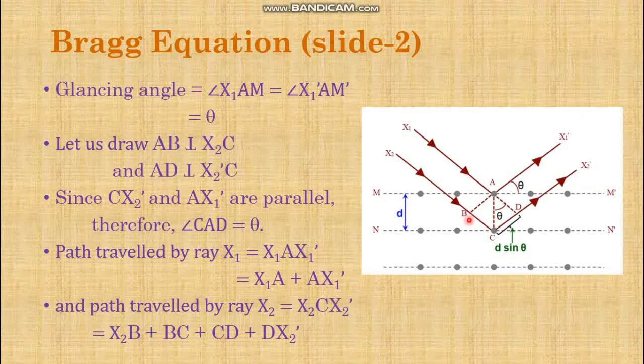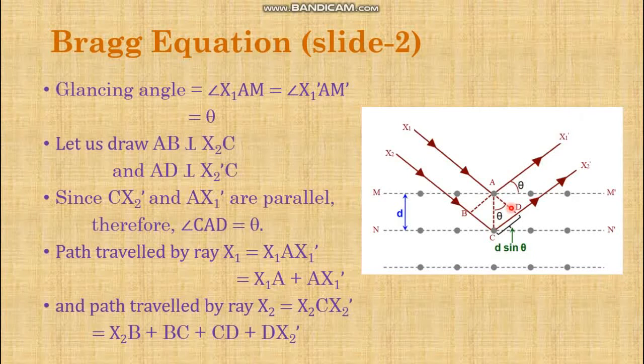Now we have drawn two perpendiculars, AB on x2C and AD on x2 dash C. Now these two lines are also parallel. Therefore, easily it can be said that this angle is theta, because this angle is 90 degrees. This is a right angle, so this is 90 minus theta. Again, this is a right angle, so this is 90 minus (90 minus theta). That is, this angle is theta. So angle CAD is equal to angle theta.